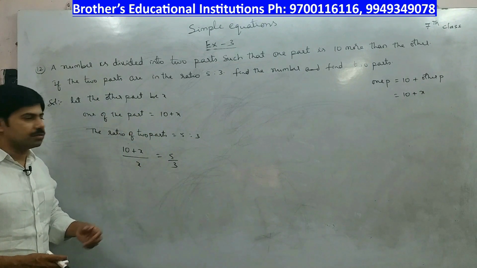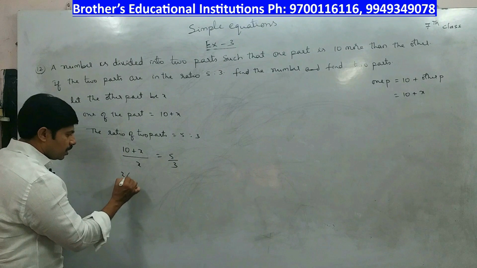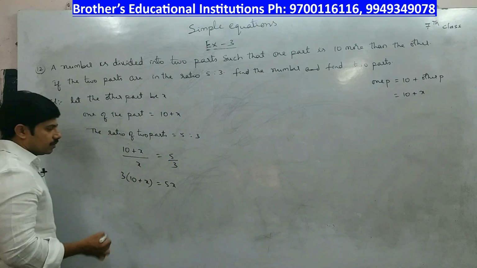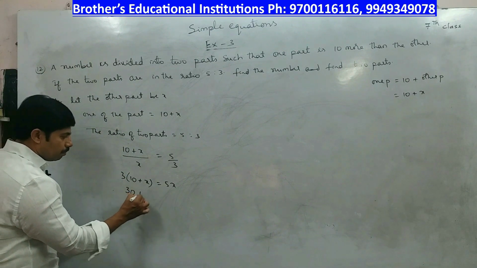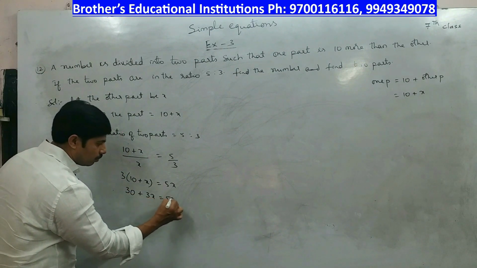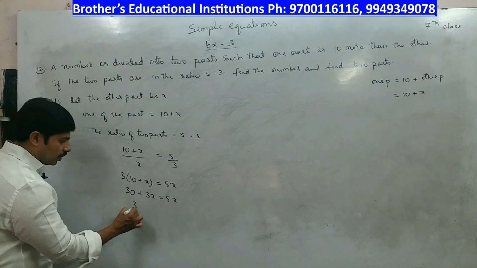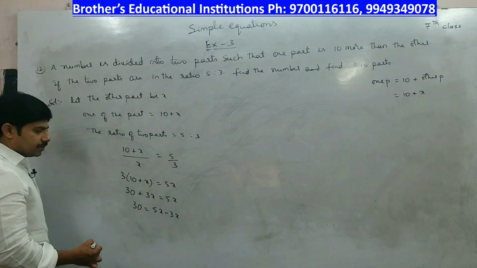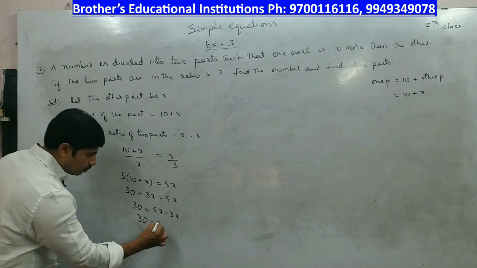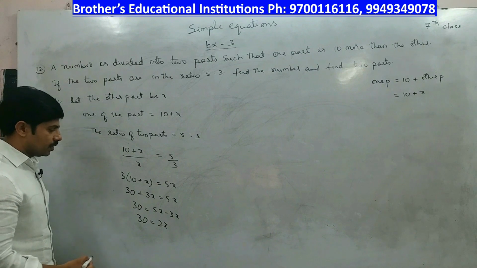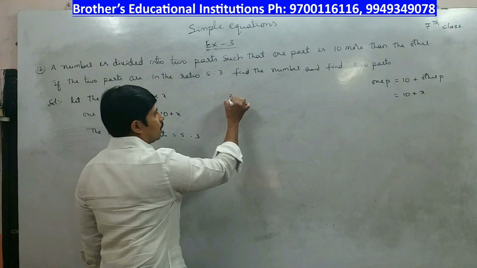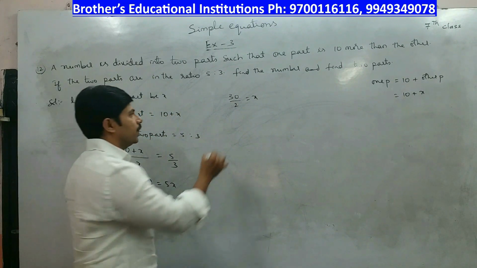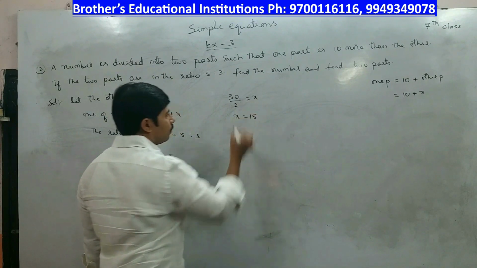Now we just cross multiply. So that is 3 into 10 plus x is equal to 5x. Now just multiply: 30 plus 3x is equal to 5x. So 30 is equal to 5x minus 3x. Okay, so 30 is equal to 2x. Then 30 by 2 is equal to x. So what is x? We get x is equal to 15.